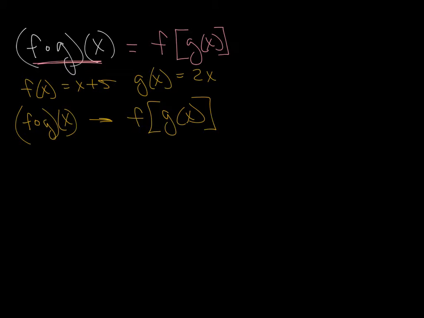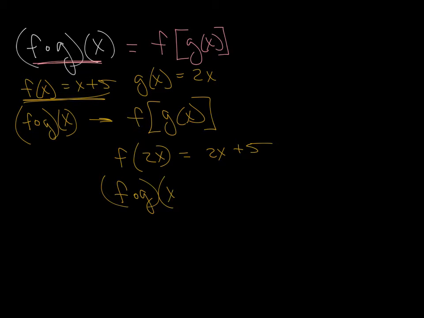So what I'm going to do is solve g of x first, my innermost, and g of x is 2x. So f of, instead of g of x, I'm going to put a 2x in its place. Now I'm going to look at my f of x up here, and wherever I see an x, I'm going to put a 2x in its place. Okay? So f composite g of x equals 2x plus 5.